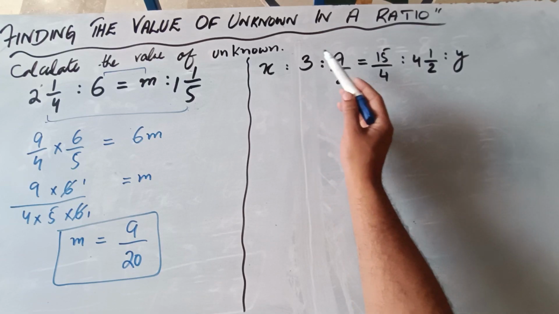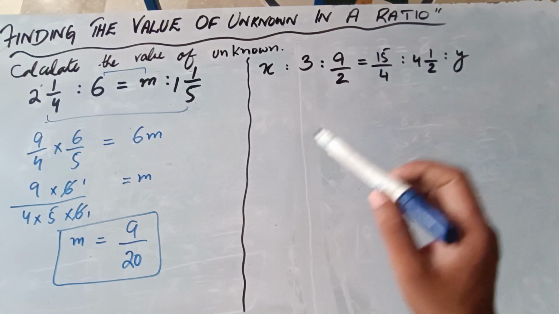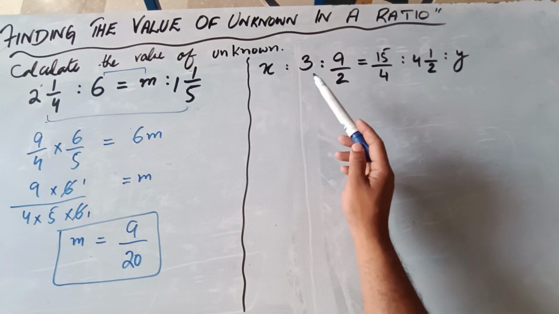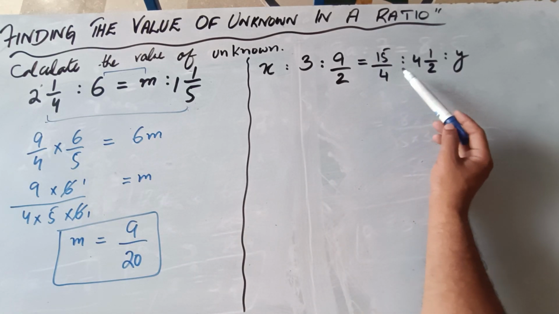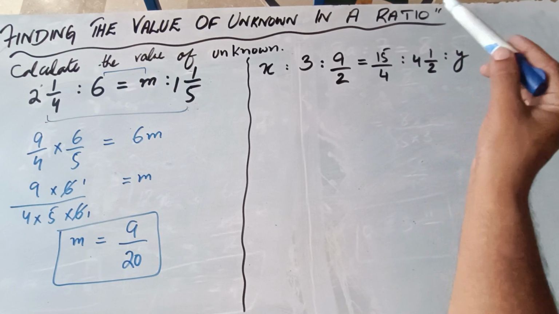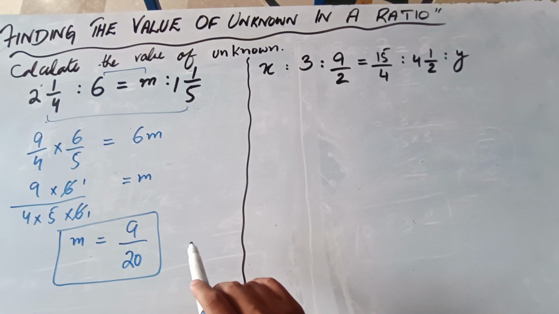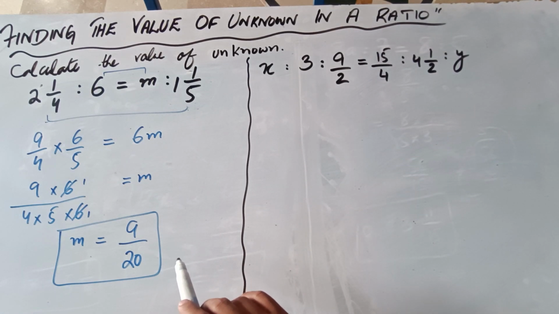So there are 3 ratios on the left side and 3 ratios on the right side, and a few of them are whole numbers, a few are fractions, mixed fractions, and unknown, and there is one more unknown. So 2 unknowns are there, so we need to find out the value of x and y. Now how to find out 2 unknowns in a single problem?